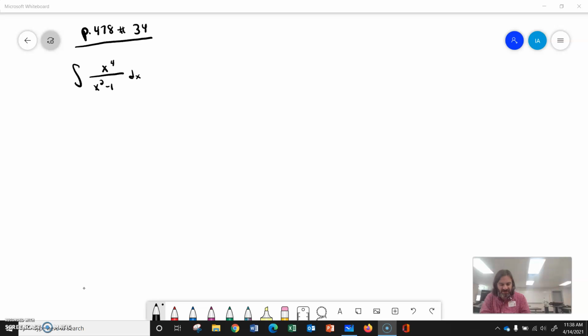The top degree is 4, the bottom degree is 2, so this is not a proper fraction. So I'm going to come over here to the side. Well, let's just do it down here. We can move over if we need to.